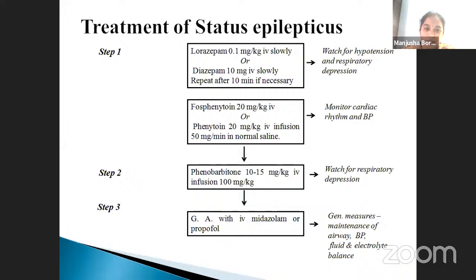If it does not control the seizure attack, then general anesthesia with IV midazolam or propofol can be given to the patients. And finally, general measures play an important role: maintenance of the airway, blood pressure, fluid and electrolyte balance. After the stoppage of seizures, long-term anti-epileptic drugs are needed.